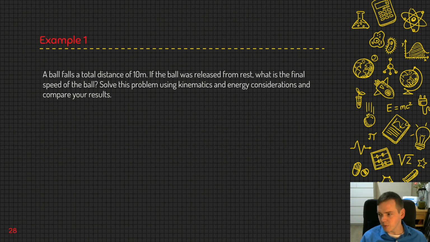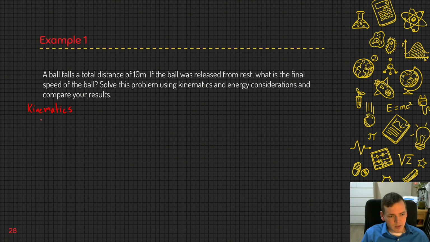Let's look at an example here. A ball falls a total distance of 10 meters. If the ball was released from rest, what is the final speed of the ball? Solve this problem using kinematics and energy considerations and compare your results. So let's do kinematics first, because that's hopefully a little more familiar. And actually, why don't you give this a try and see what you get as a result.